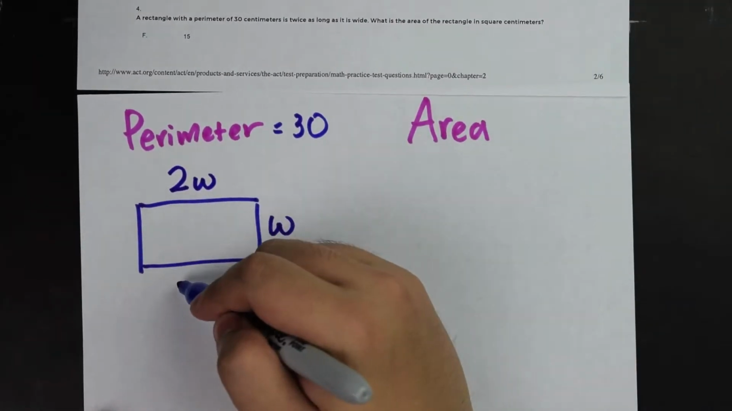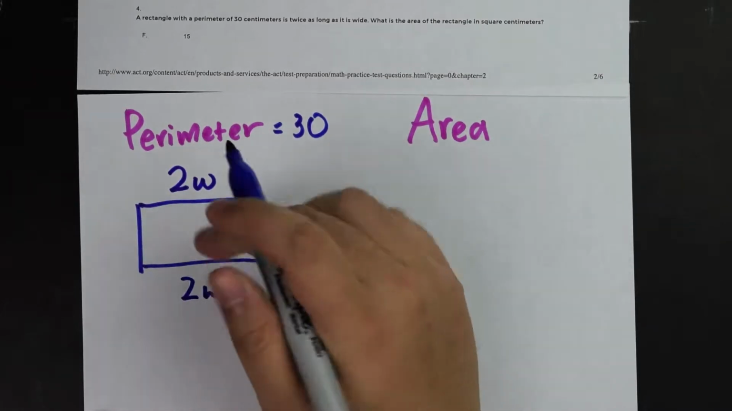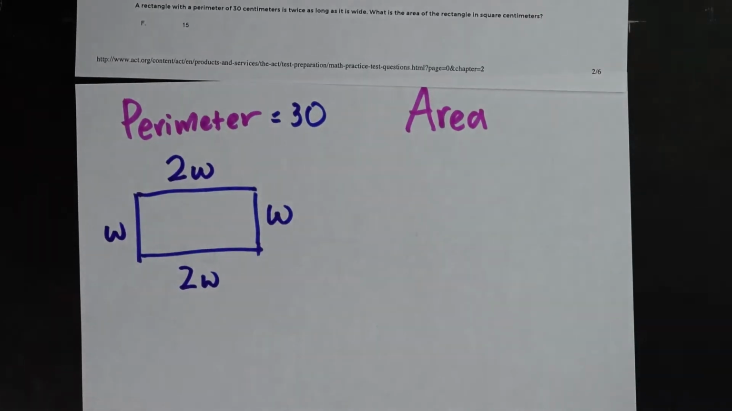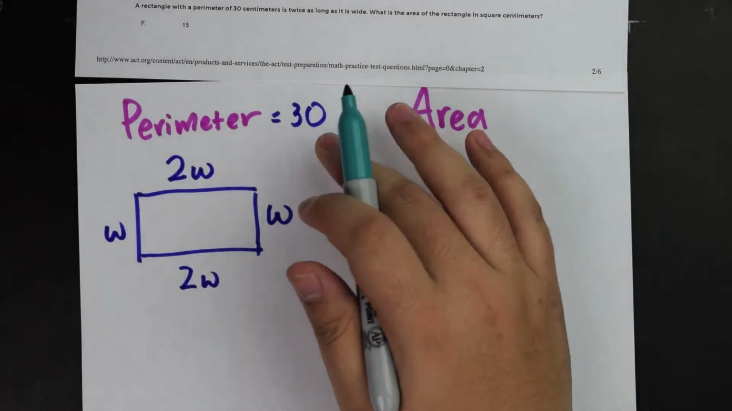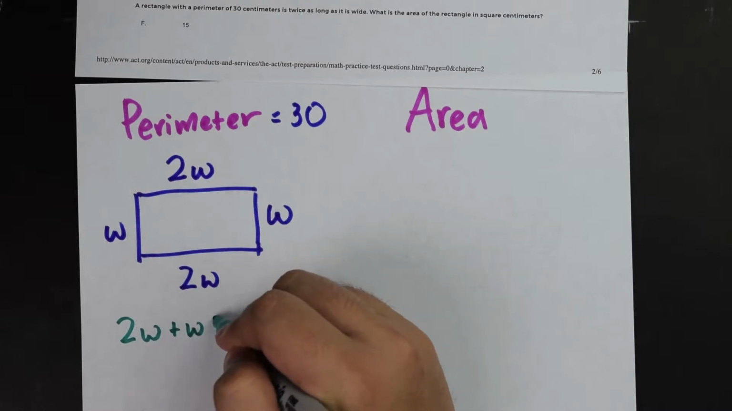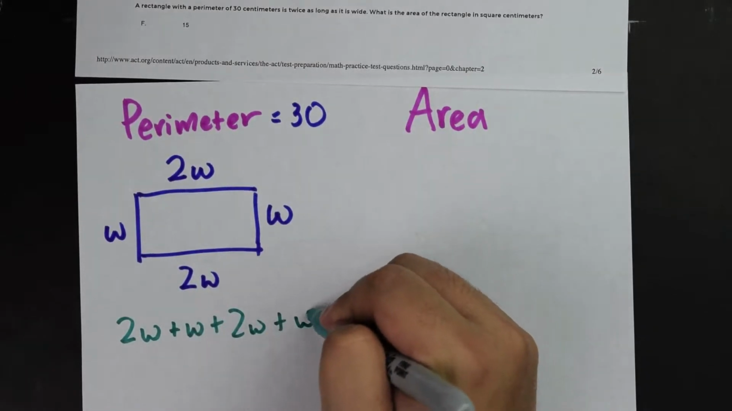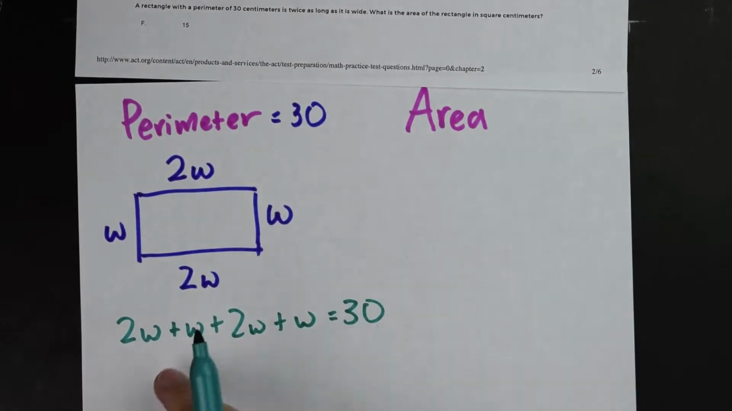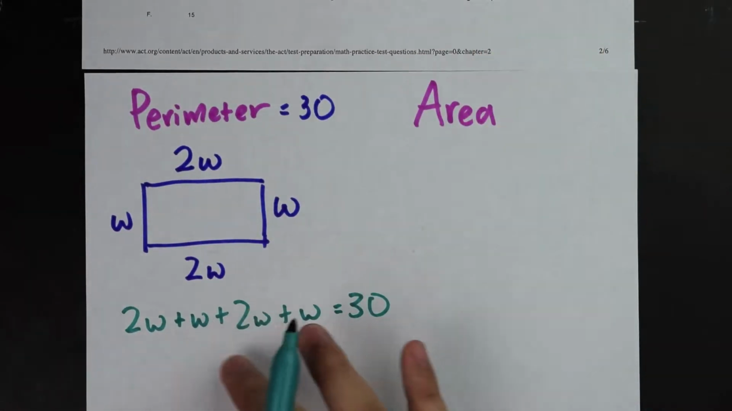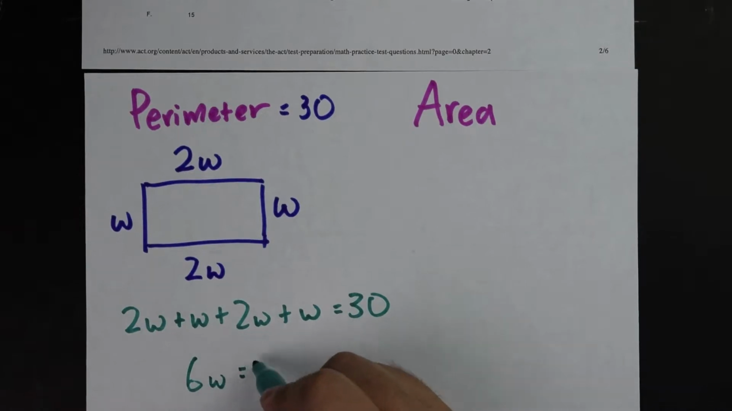Because this is a rectangle, the longer sides are going to be equal in length and the shorter sides are going to be equal in length. How perimeter works is that I add up all sides and make it equal to 30, because that's the value they provided us. So I'll be doing 2W plus 2W plus W plus W will equal 30. If I add up all these like terms, it will end up being 6W will equal 30.